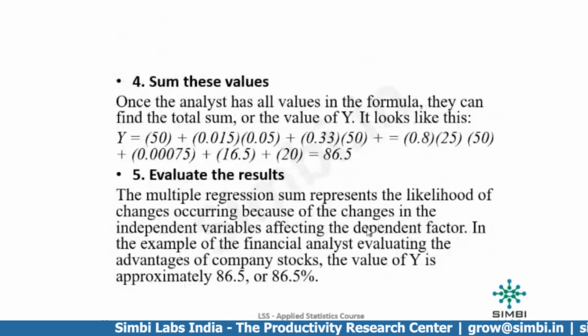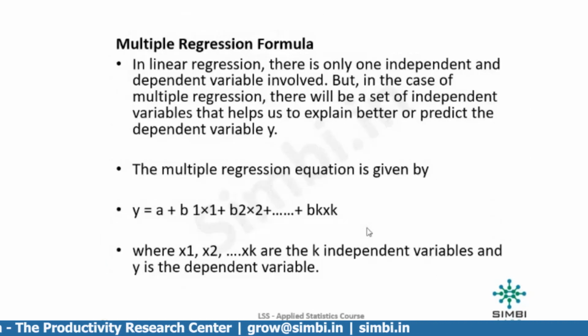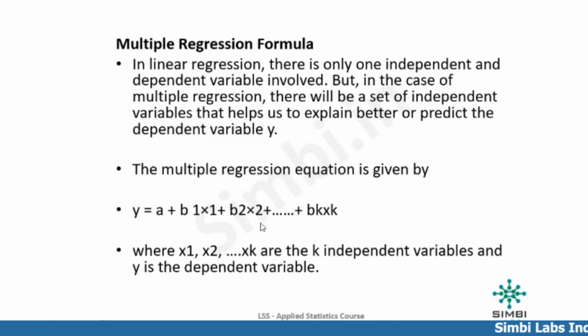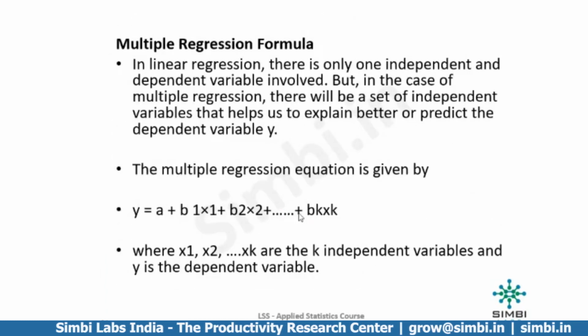The formula to calculate the multiple regression analysis is: y, the dependent variable, equals a plus b1 times an independent variable plus b2 times another independent variable, and so on. According to the given data, we need to add the values to get the chances about the business operations.